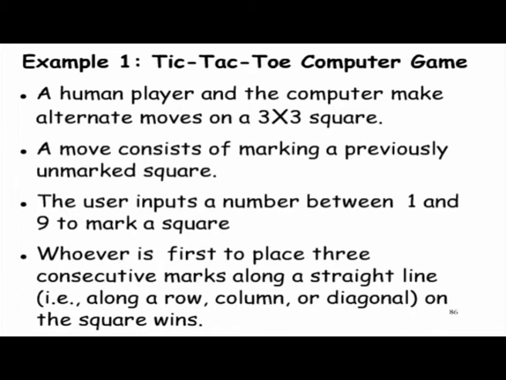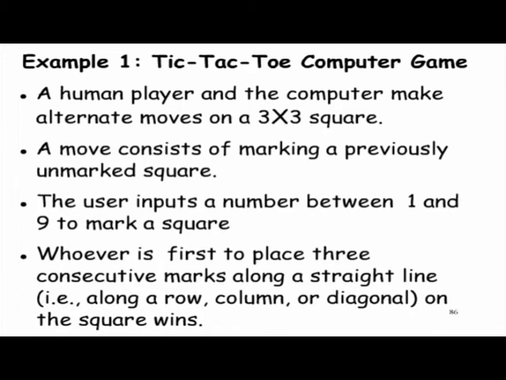So let's read through. A human player and the computer make alternate moves on a 3x3 square. A move consists of marking a previously unmarked square. The user inputs a number between 1 and 9 to mark a square. Whoever is first to place 3 consecutive marks along a straight line on the square wins.